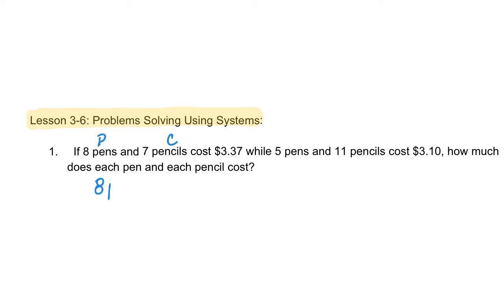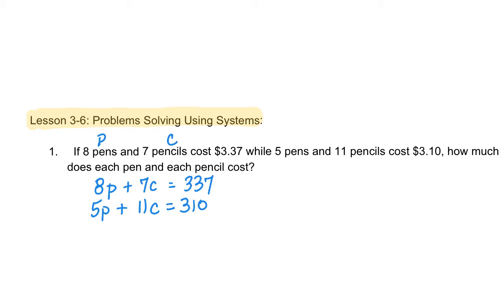And I'm going to set this up, and I drop the decimals because it just makes it easier. So remember, if you drop the decimals for one, you have to drop them for all. But I'm going to say 8 pens and 7 pencils cost $3.37. 5 pens and 11 pencils cost $3.10.